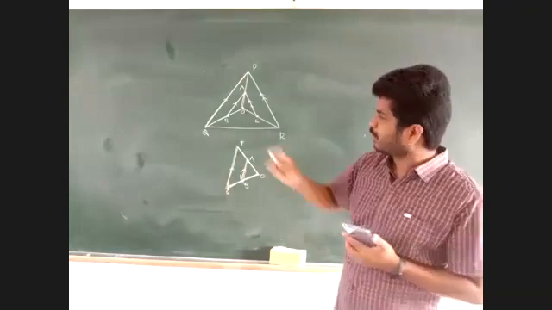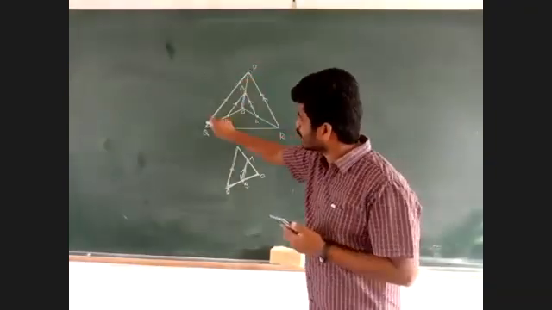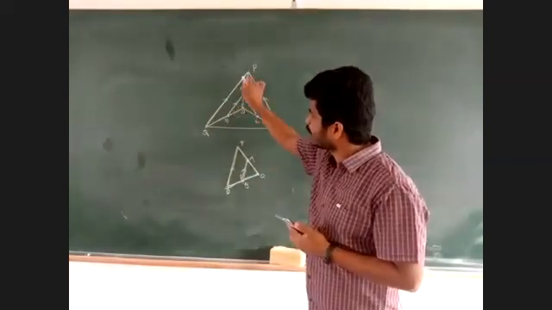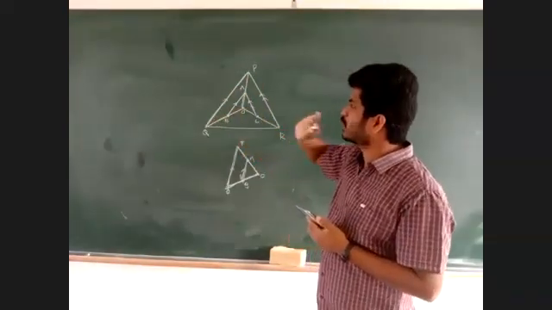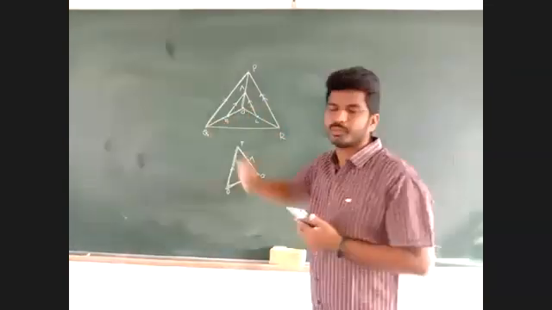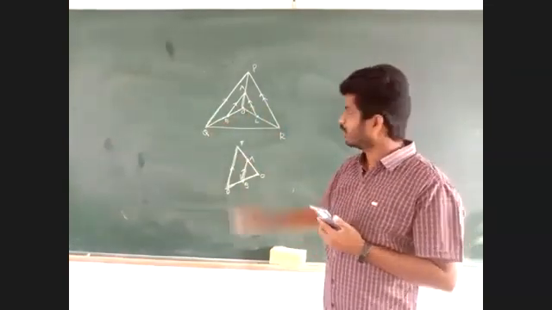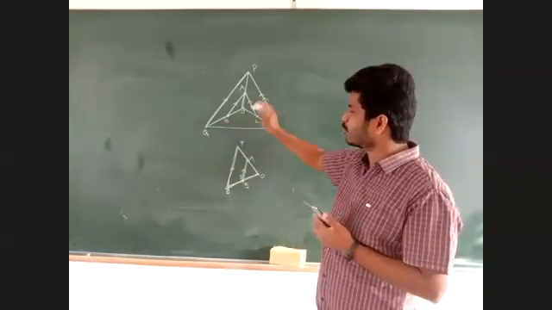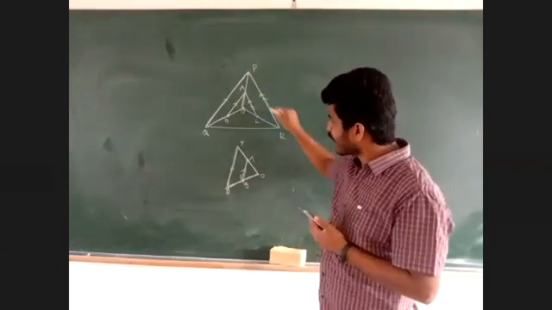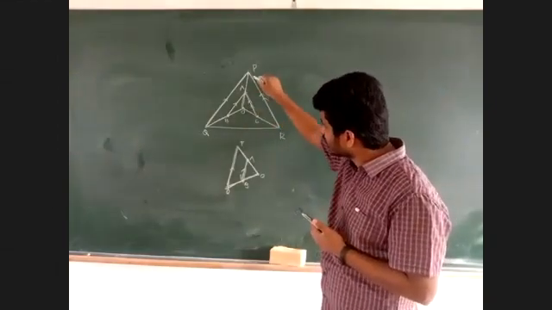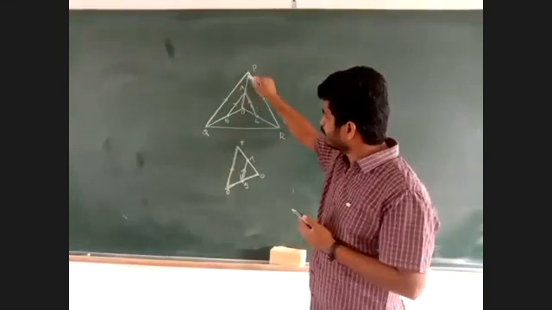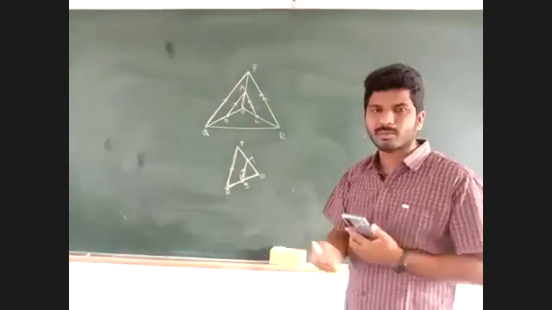Very simple, Amma. In this triangle OPQ, AB is parallel to PQ, then apply the basic proportionality theorem: OA by AP equals OB by BQ. That's all. On the right side also there is one more triangle, OPR. In this triangle OPR, AC is parallel to PR. Then apply the basic proportionality theorem: OA by AP equals OC by CR. That's all.